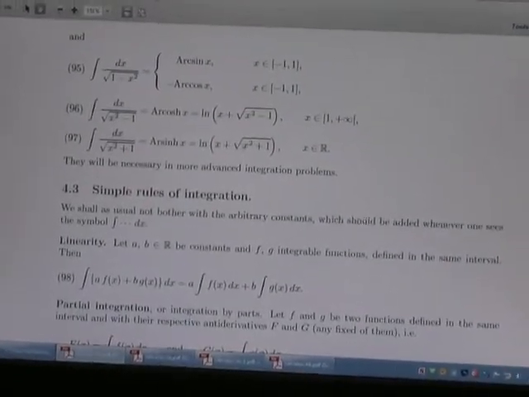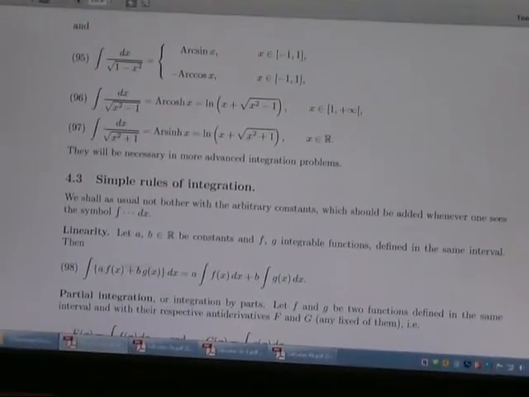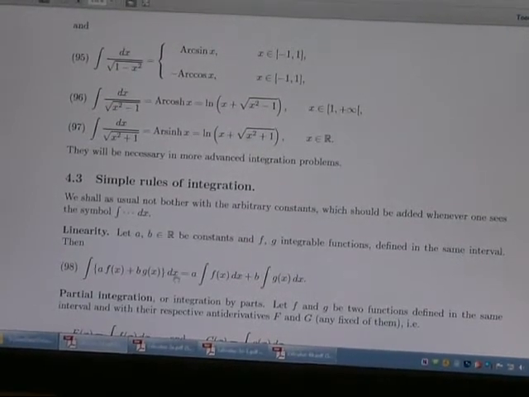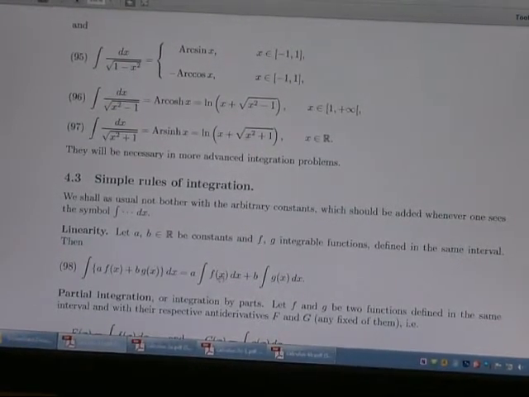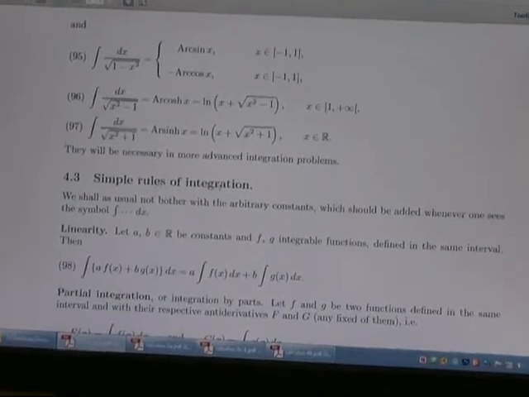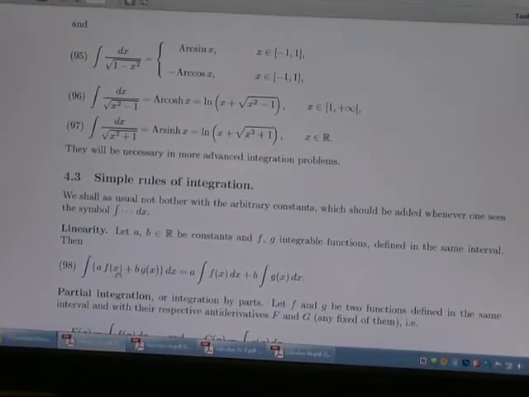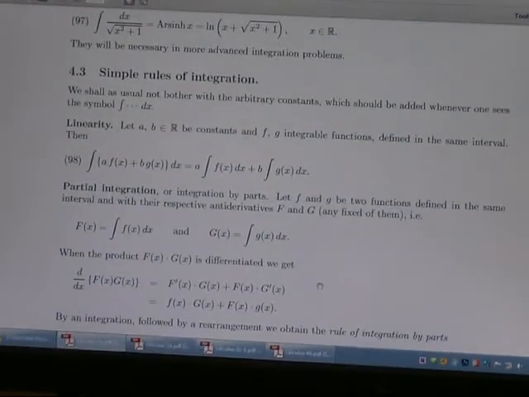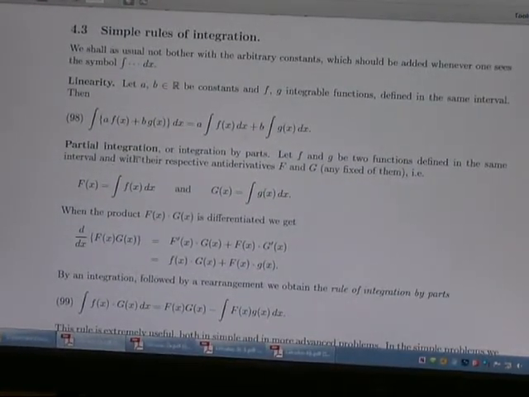Then we're talking about the simple rules of integration. Integration of (a f(x) + b g(x)) dx is equal to a multiplied by the integration of f(x) dx plus b multiplied by the integration of g(x) dx. Now let's integrate this. The next is partial integration.